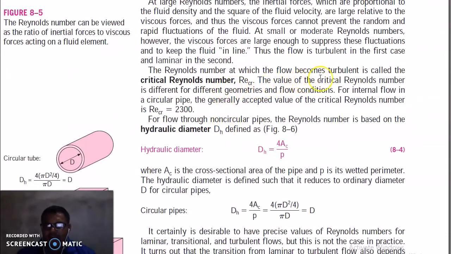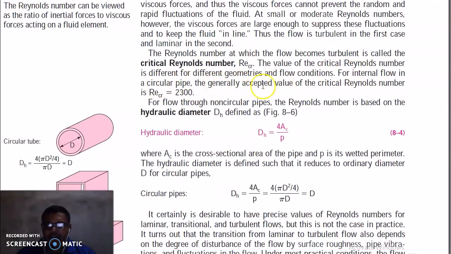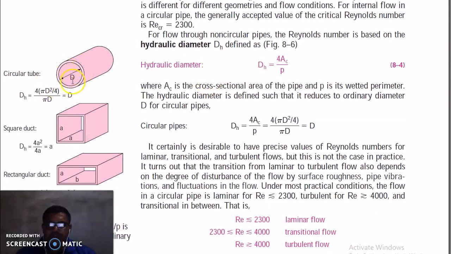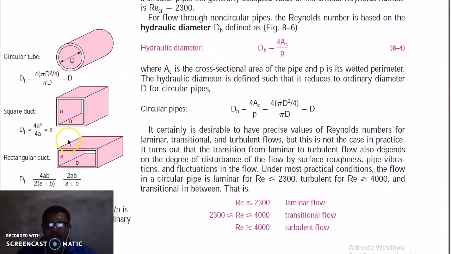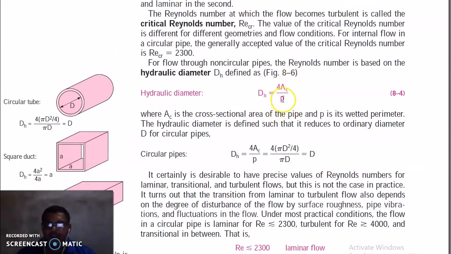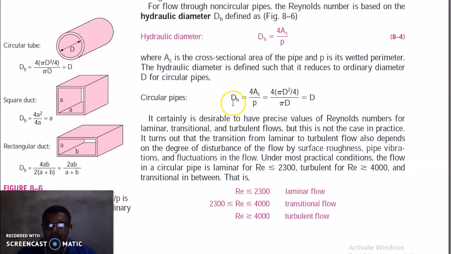The Reynolds number at which the flow becomes turbulent is called the critical Reynolds number, Re critical. The value of the critical number is different for different geometries and flow conditions. For internal flow in pipes, the generally accepted value of the critical Reynolds number is Re critical equal to 2300. This is for a circular pipe, but in the case of a square or rectangular duct, you have to use the hydraulic diameter, which is 4 Ac upon P, instead of the diameter of the pipe. In the case of circular pipes, the hydraulic diameter is the same as the diameter of the pipe, since it is defined in a way that gives the pipe diameter for a circular pipe.